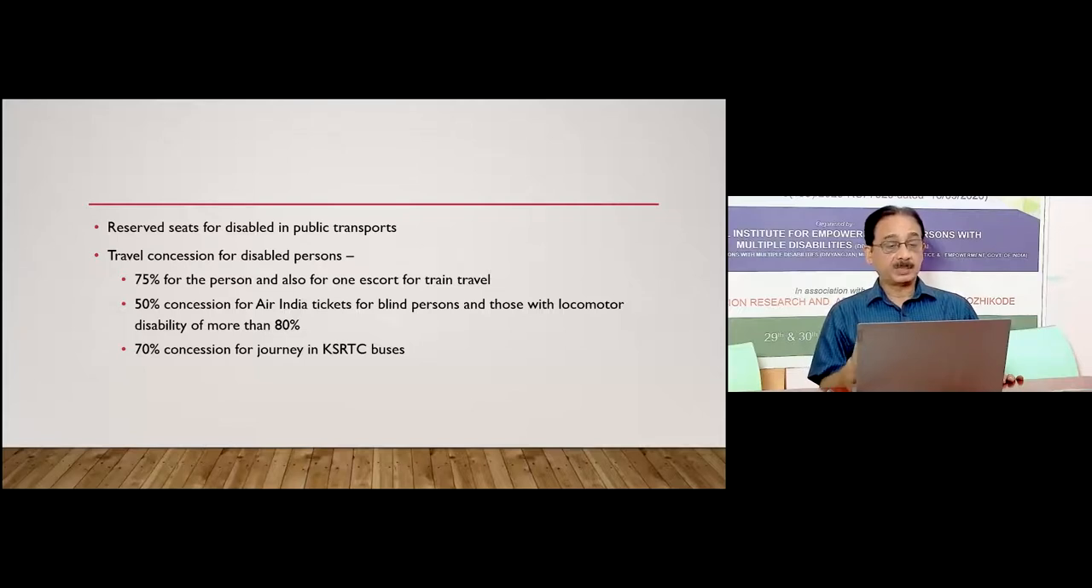And there is a 50% concession for Air India tickets for blind persons and also for persons with a disability of more than 80%, locomotor disability of more than 80%. And there is 70% concession for journey in KSRTC buses, and many other state transport buses also have the concession. I don't know the details. In Kerala, it is 70% concession.